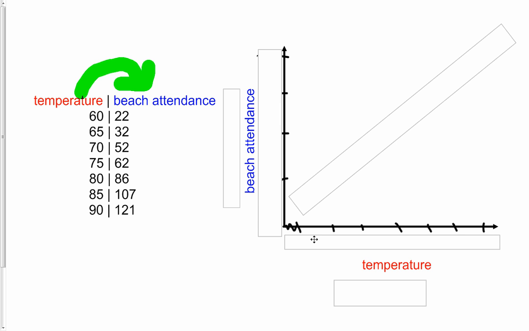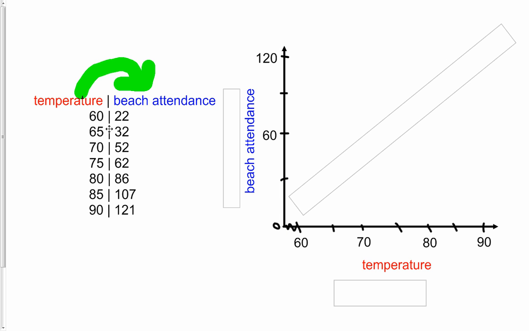Then I'm just going to go ahead and label the axes with some numbers so I can start plotting points. For temperature, since I go from 60 to 90, I'm just going to put a little break in my graph there and just number from 60 to 90. For beach attendance, since I get pretty close to 0, I'll just go all the way from 0 to about 120.